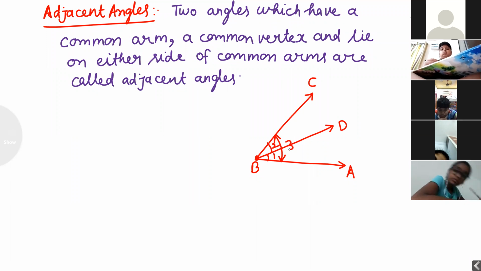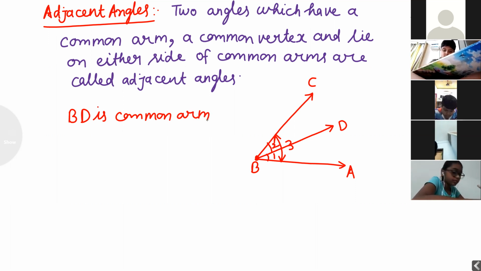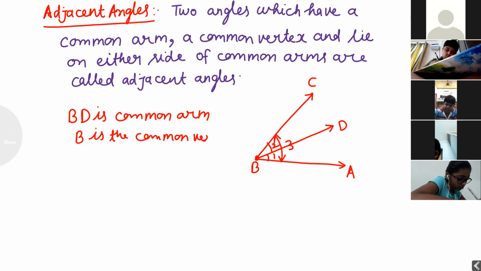Draw this figure. Note down. BD is the common arm in this. What is the common vertex? B is the common vertex. What is a vertex? If two or more rays are emitting from one point, that point is the common initial point or vertex.